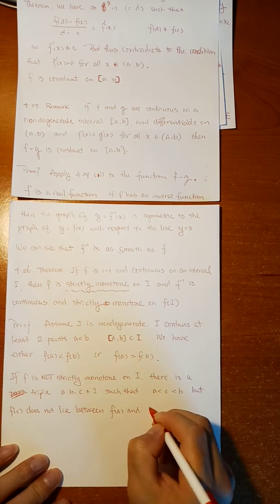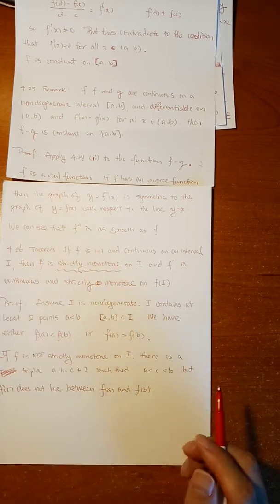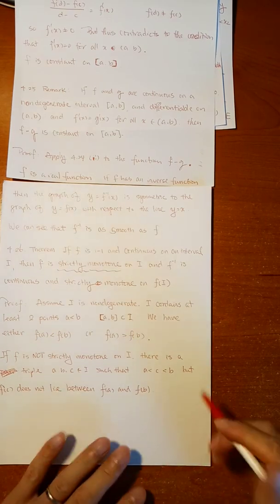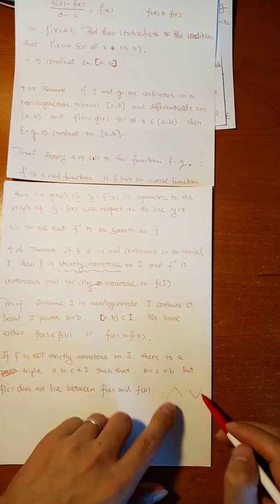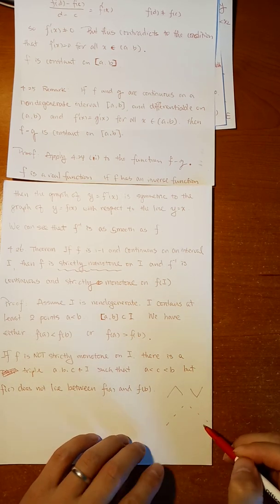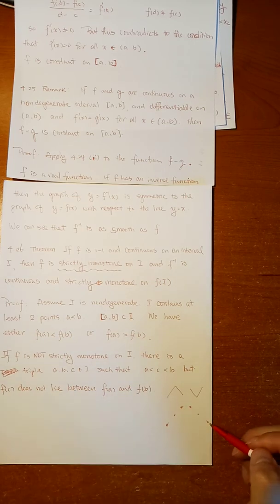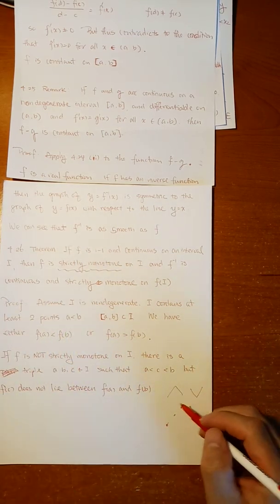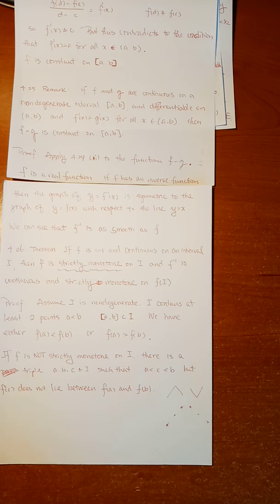f(A) and f(B). Basically, for one pair it is increasing, and for the other pair it is decreasing. If you always have increasing, or always have decreasing, then f(C) is always between f(A) and f(B). But in this case, the graph is bent, and it is not monotone. So that's what we say: f(C) does not lie between f(A) and f(B).